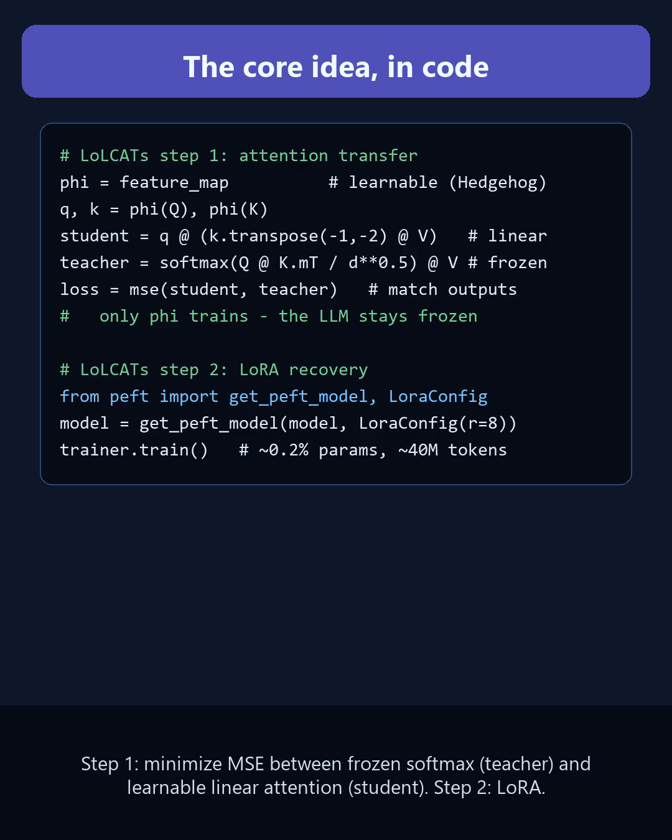In code, the ideas are clean. During attention transfer, you compute the frozen softmax output as a teacher, run your learnable linear attention as the student, and minimize the mean squared error between them. Only the feature map parameters update. Then you wrap the model with a LoRA config and run a short finetune. The base model stays frozen throughout both steps.